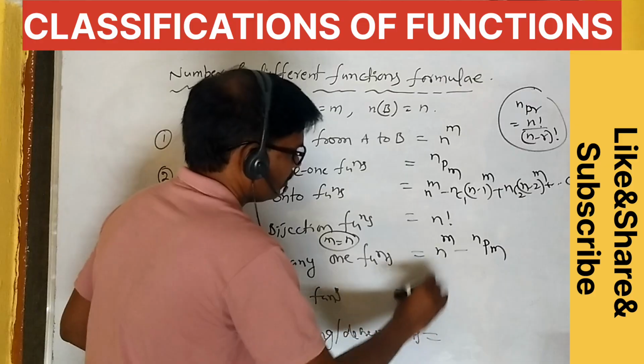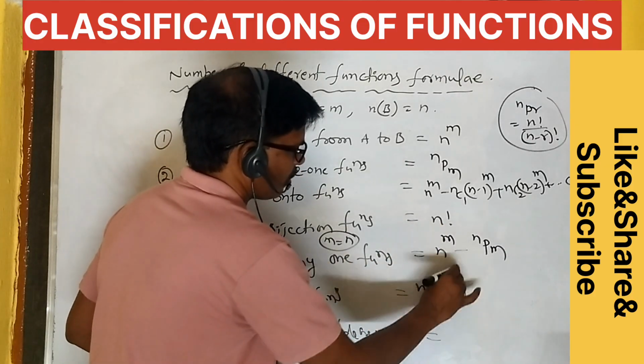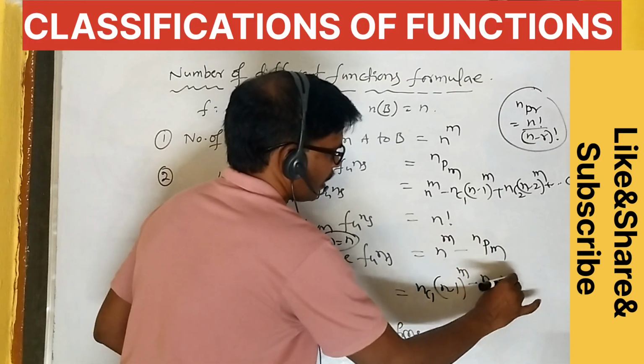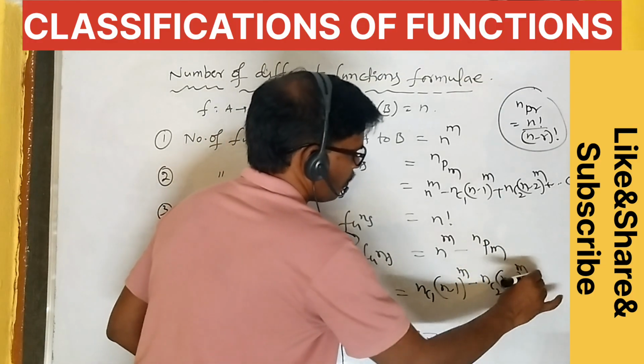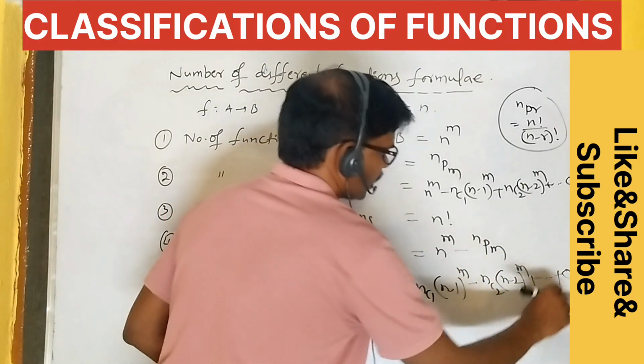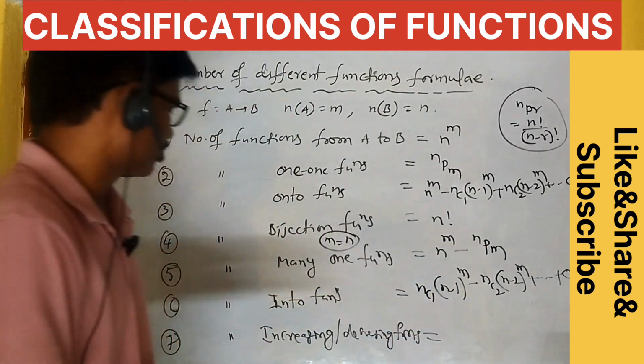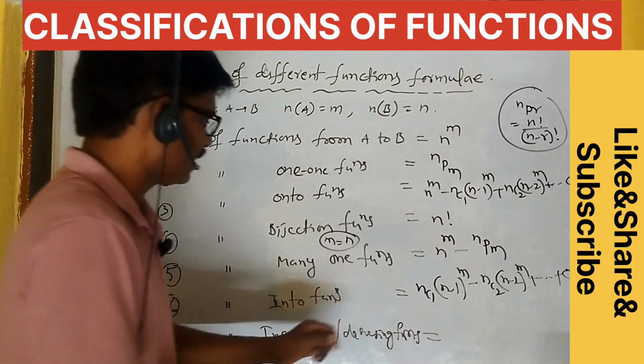nC1 (n-1)^m, minus nC2 (n-2)^m, plus up to so on, plus 0, plus 0, up to so on, the last term is equal to 0. Okay, these are the onto functions. Next, increasing functions. What are the increasing functions?